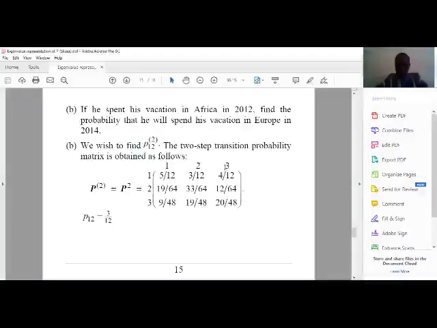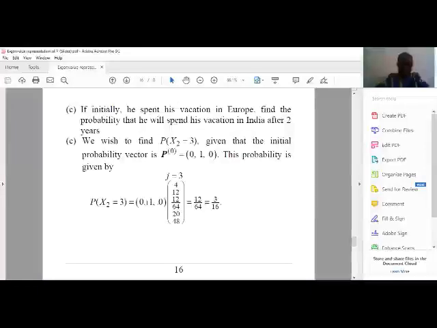Because we want the probability that he will be in India after 2 years, you first find the second-step transition probability matrix. Because the third column represents India, you take the third column. So you multiply the initial probability by the third column of the second-step transition probability matrix, because we are interested in the probability that he will be in India after 2 years.